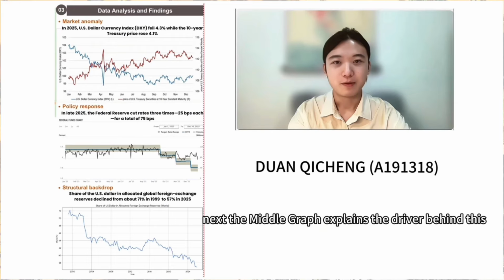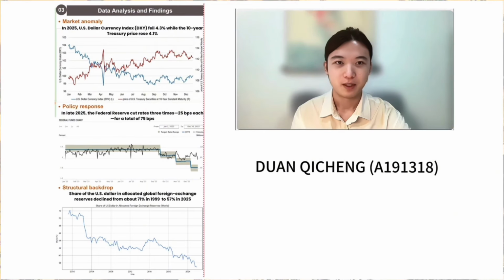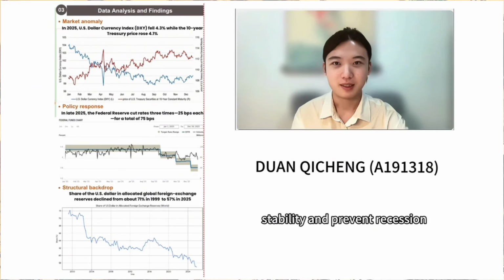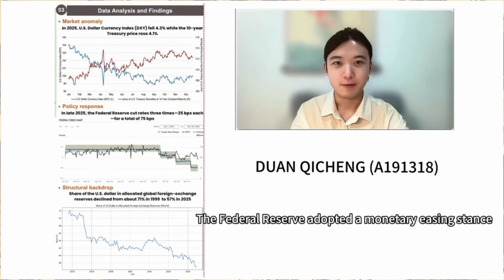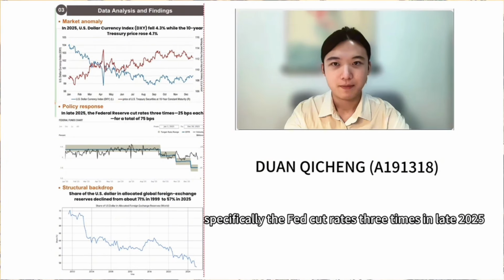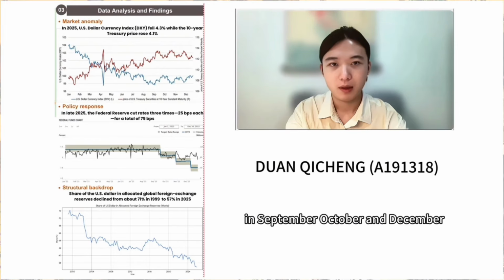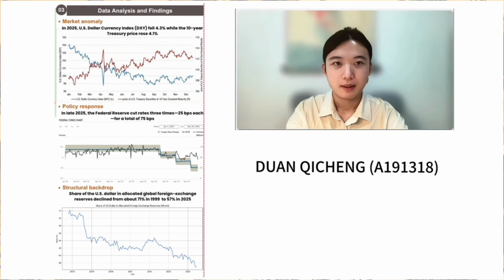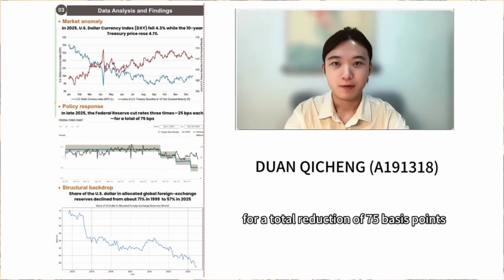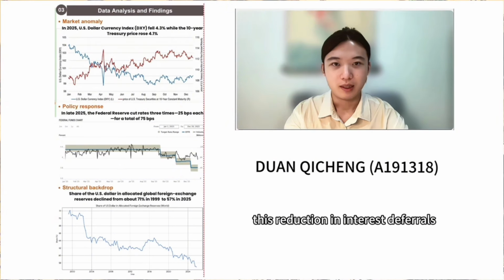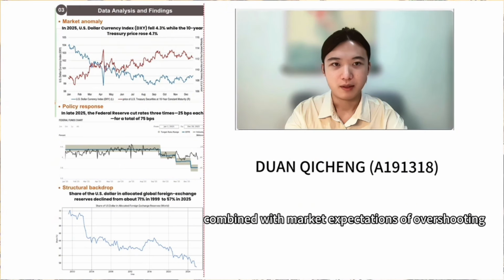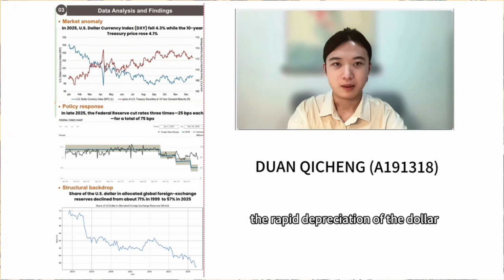Next, the middle graph explains the driver behind this. To prioritize internal economic stability and prevent recession, the Federal Reserve adopted a monetary easing stance. Specifically, the Fed cut rates 3 times in late 2025, in September, October, and December, for a total reduction of 75 basis points. This reduction in interest differentials, combined with market expectations of overshooting, directly fuels the rapid depreciation of the dollar.